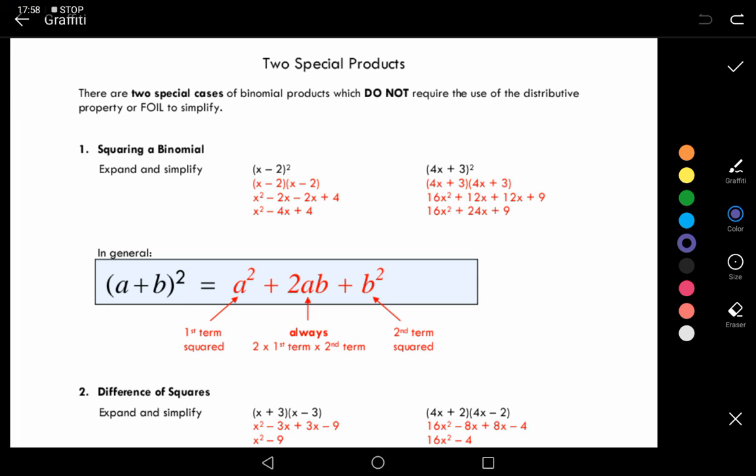Okay? And this example will work the exact same way, right? So 16x squared is just 4x squared, right? Because 4 squared is 16, and x squared is x squared. 24x comes from 2 times 4, which would give us 8 times 3, right? So 8 times 3 is that 24x. And lastly, 3 squared is 9, okay?